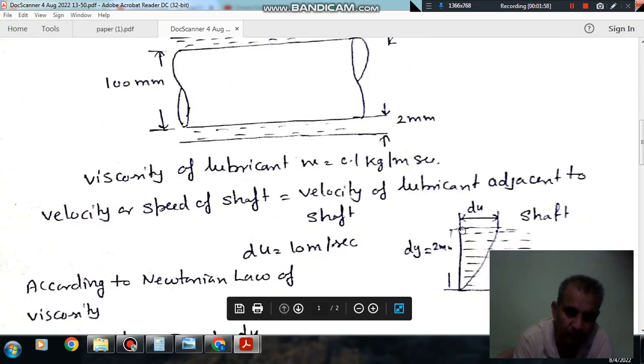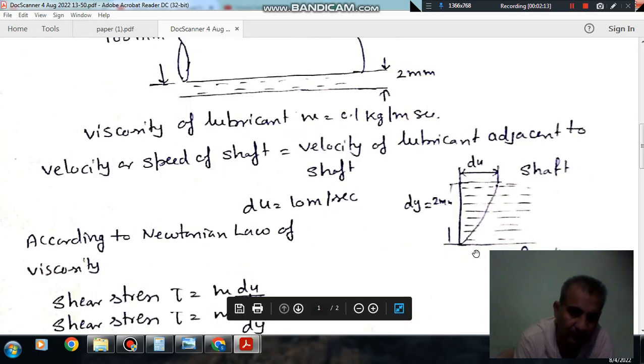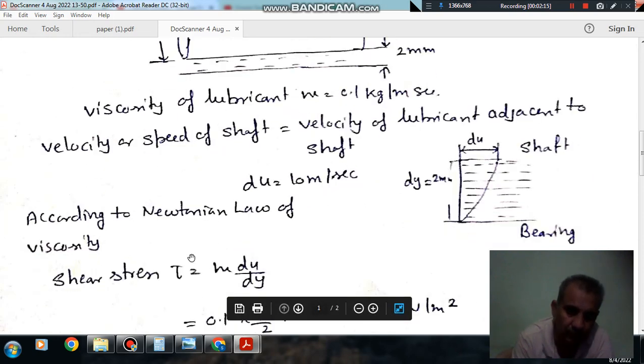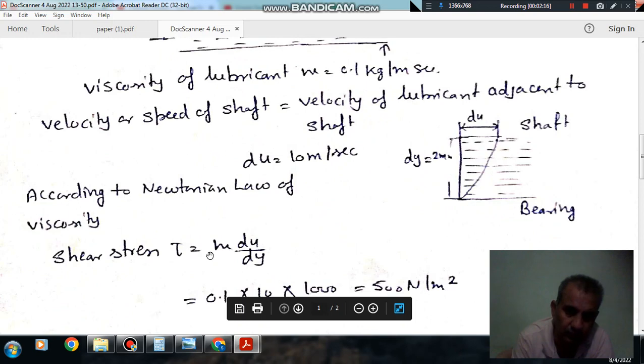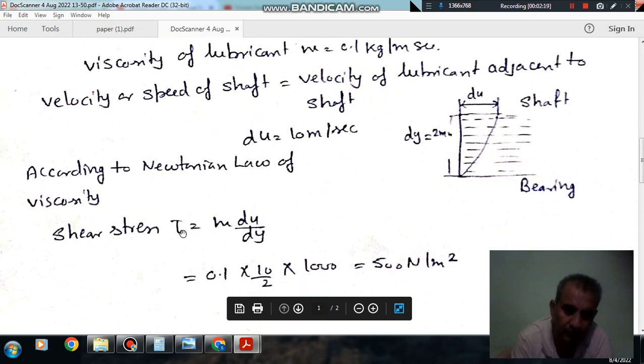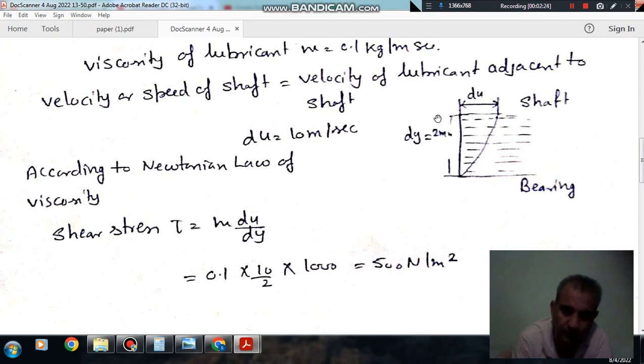Suppose this is your shaft and this is the layer adjacent to the shaft, and this is your bearing and this is the layer adjacent to the bearing. Here the velocity is 0 and here the velocity is u, so the change in velocity is du, and that gap is 2 mm. So Newton's law is valid. According to Newton's law, tau is equal to mu du by dy, where tau is the shear stress, mu is the viscosity, and du is the change in velocity.